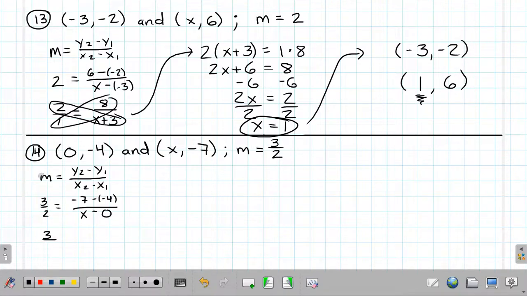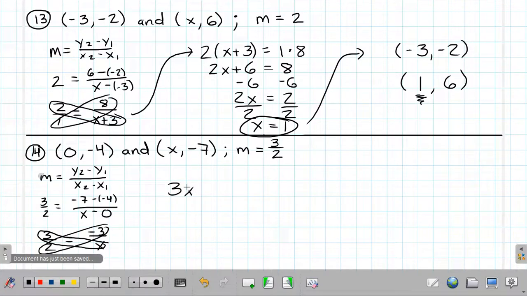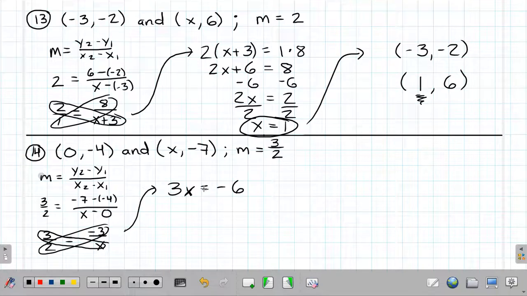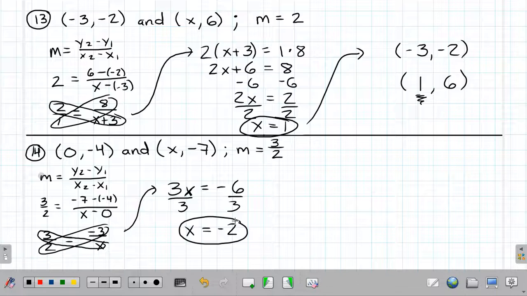I can't do anything with the 3 halves, so let's keep it 3 halves. -7 minus -4, well, that's going to be -3. X minus 0 is just x. Well, this is actually a pretty simple proportion. We have 3 times x, and this is actually going to become just a one-step equation pretty much. 3 times x is equal to 2 times -3. I'm going to go ahead and skip and say that that's -6. So now all I got to do is solve a one-step equation. So x is equal to -2. Okay.